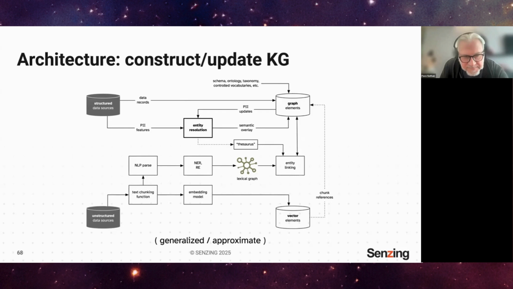At the bottom, unstructured data going through a RAG pipeline. You do your text chunking, you run it through your embedding model, drop it into your vector store. But you could also take the text from your unstructured data, parse it, use named entity recognition, as well as relation extraction and other NLP techniques to construct a lexical graph. And then part of the magic is you really want to tie together the elements from your graph store with the elements from your vector store to make the most out of leveraging them at runtime for AI applications.